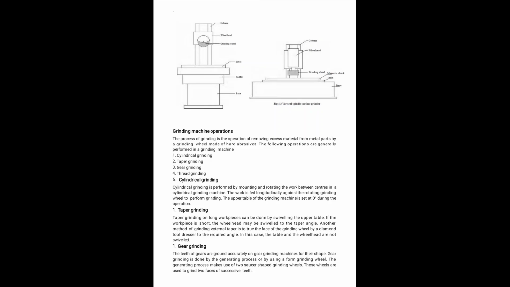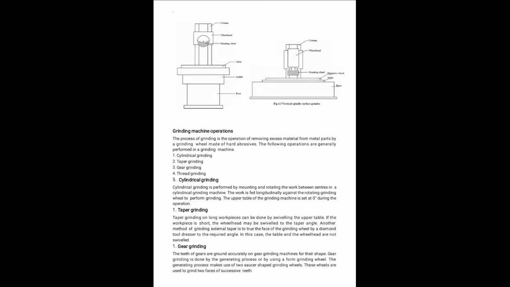The taper grinding operation. Taper grinding of a long workpiece can be done by swiveling the upper table. If the workpiece is short, the wheel head may be swiveled to the taper angle. Another method of grinding an external taper is by dressing the face of the grinding wheel with a diamond tool set to the required angle.